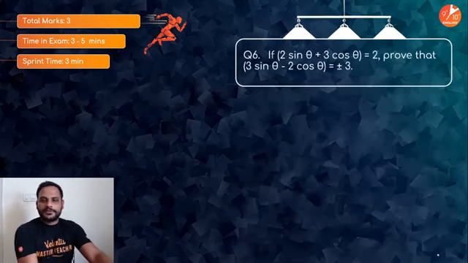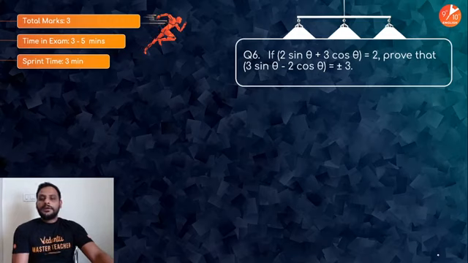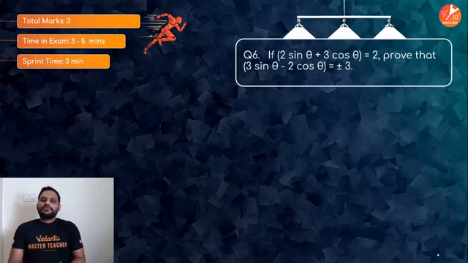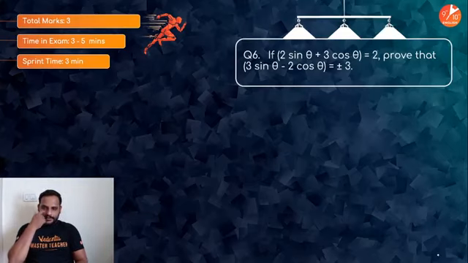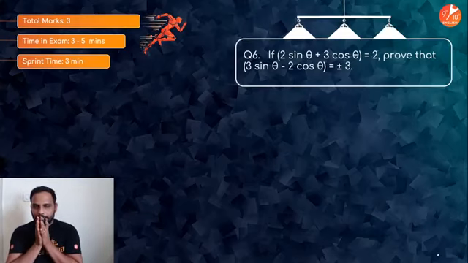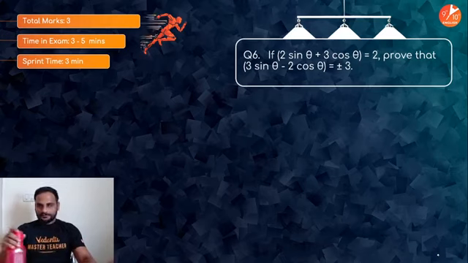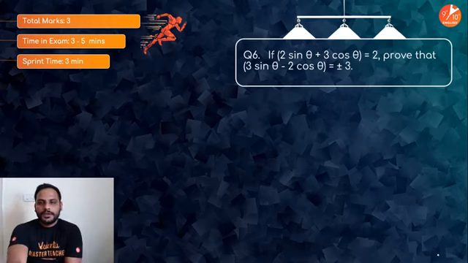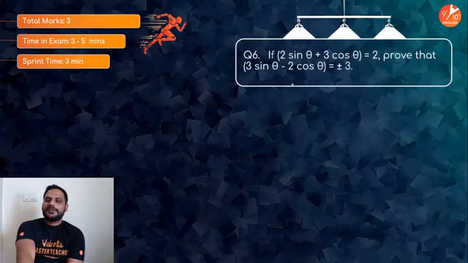Now see, look at this question. 2 sine theta plus 3 cos theta is equal to 2. Alright, what it is saying, 2 sine theta plus 3 cos theta is equal to 2. Prove that 3 sine theta minus 2 cos theta is equal to plus minus 3. Ab dekho, clearly one part is 2 sine theta plus 3 cos theta, and the other part is 3 sine theta minus 2 cos theta.